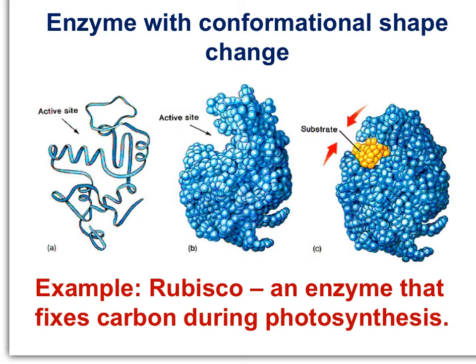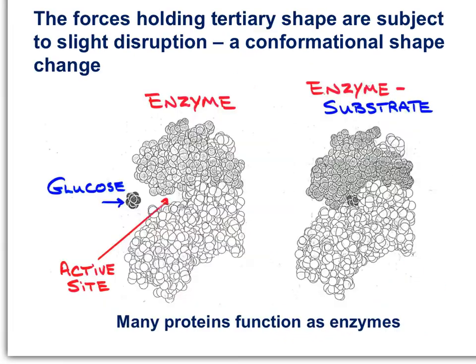In this diagram, we can see the polypeptide here on the left, and then a space-filling model in the center and to the right. Enzymes often undergo a conformational shape change, as you can see here, when they bind to the reactants in a chemical reaction. Rubisco is an enzyme that fixes carbon dioxide from the atmosphere during photosynthesis. Enzymes are extremely important structures in biology, and thus the enzymes are important as a role of proteins in the body.